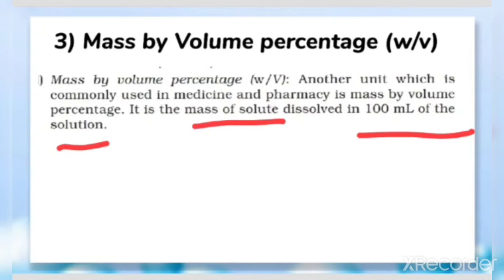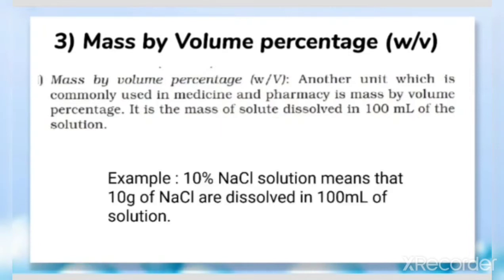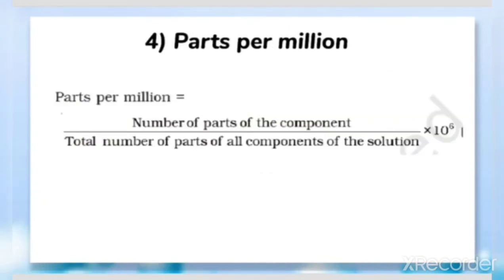The mass and the volume of the solution together make 100 ml. Next is the example: a 10% NaCl solution means that 10 gram of NaCl is dissolved in 100 ml of the solution. It is very important to note that 100 ml of solution means the solution including the solute and the solvent.